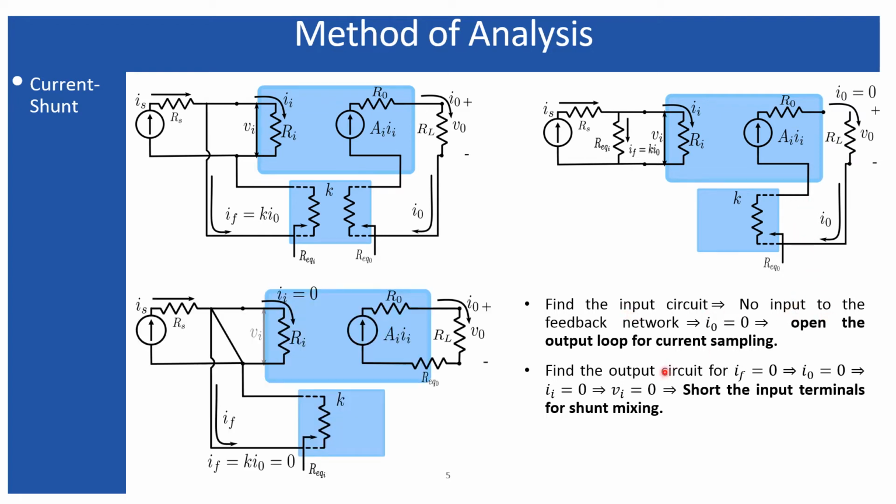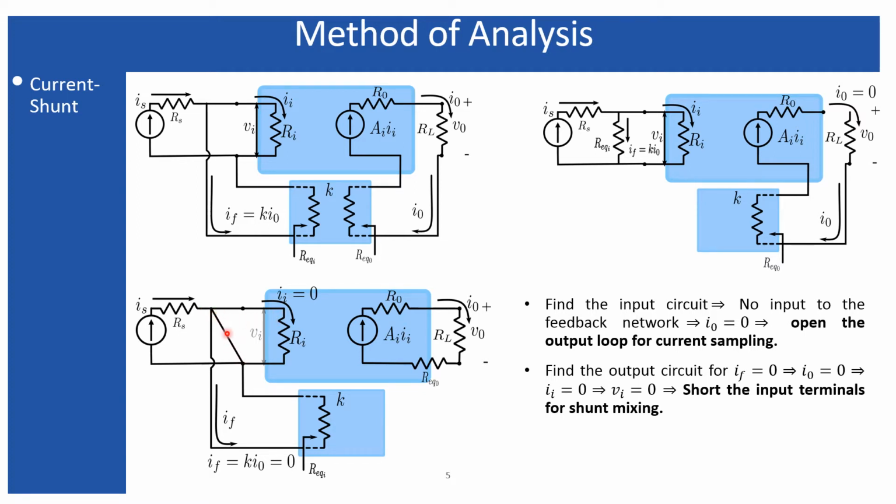Next one is finding the output section. In order to find the output section, what do we have to ensure? We have to ensure that IF, the feedback current, must be 0, and that is equal to K times I naught. So I naught depends upon AI times II, and II is the current through the Ri. So how can I make this II equal to 0? II equal to 0 does not mean you turn off the source. The source IS will still be there, but instead you have to make II equal to 0. The only way to do this is to place a short circuit.